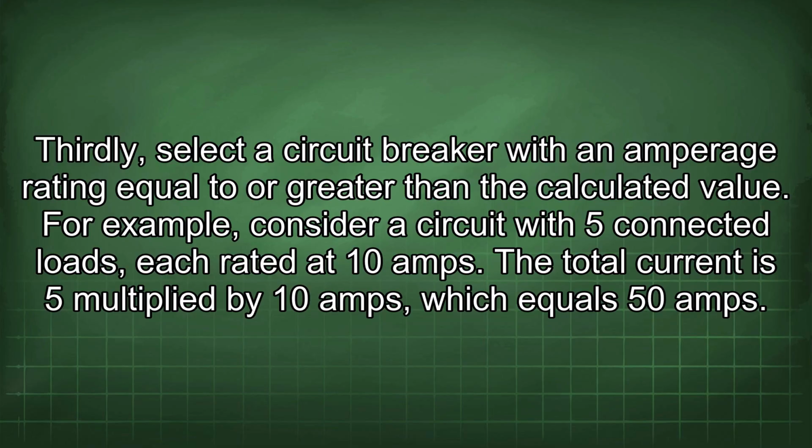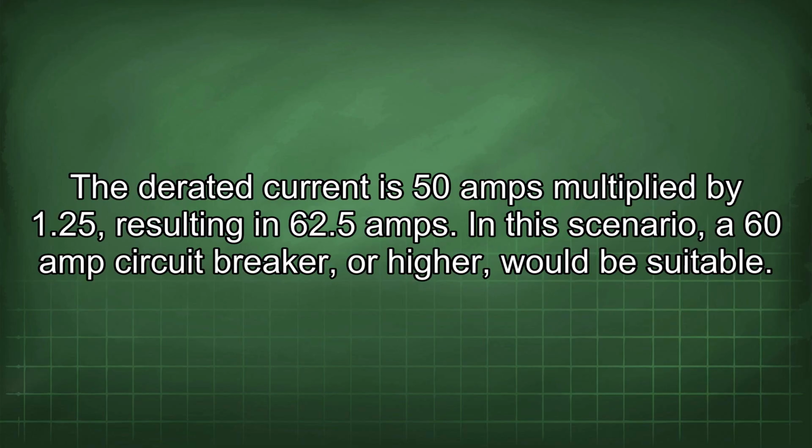For example, consider a circuit with 5 connected loads, each rated at 10 amps. The total current is 5 multiplied by 10 amps, which equals 50 amps. The derated current is 50 amps multiplied by 1.25, resulting in 62.5 amps. In this scenario, a 60 amp circuit breaker, or higher, would be suitable.